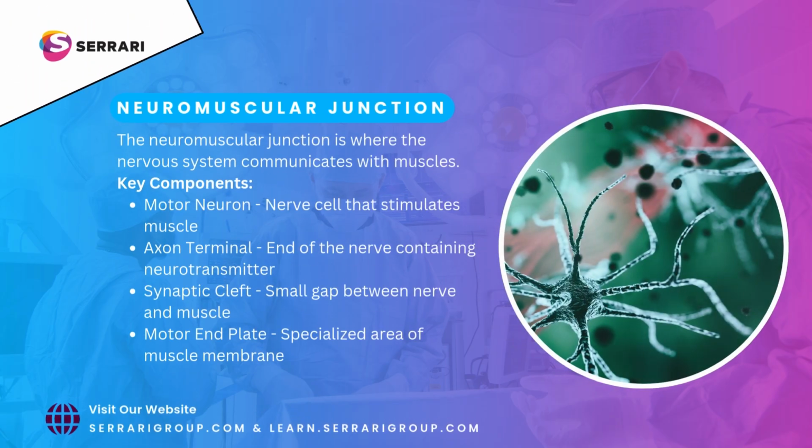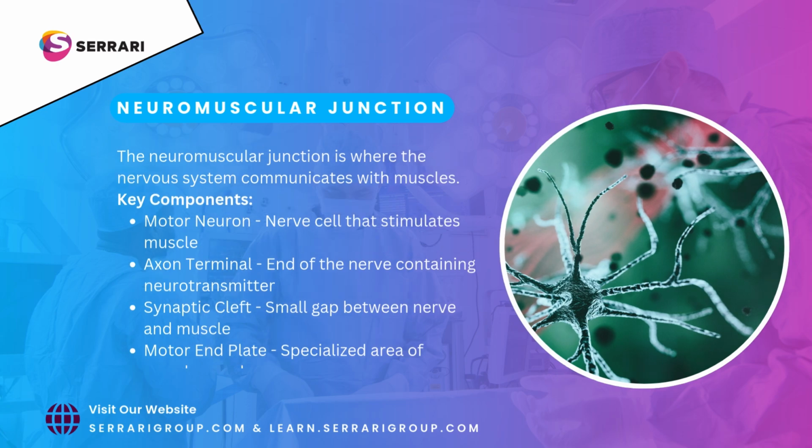Neuromuscular junction. The neuromuscular junction is where the nervous system communicates with muscles. Key components. Motor neuron: nerve cell that stimulates muscle. Axon terminal: end of the nerve containing neurotransmitter. Synaptic cleft: small gap between nerve and muscle. Motor end plate: specialized area of the muscle membrane.